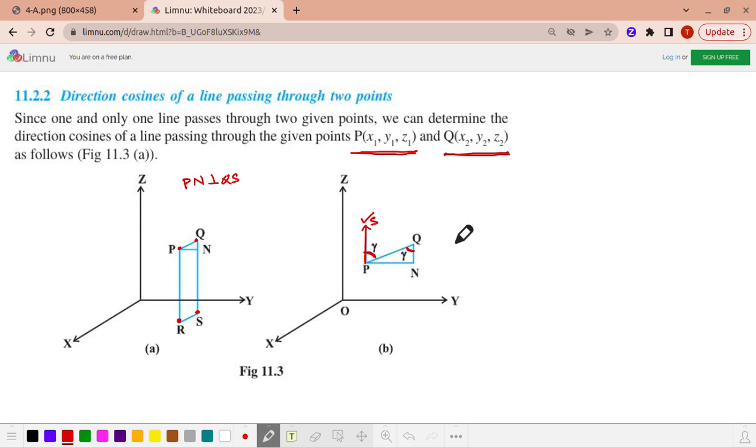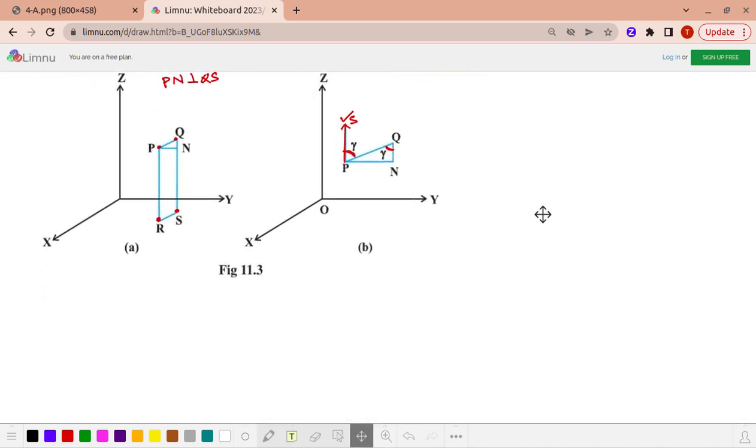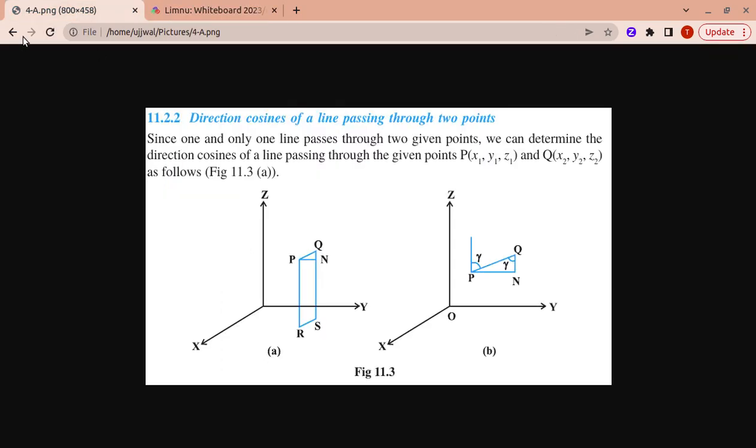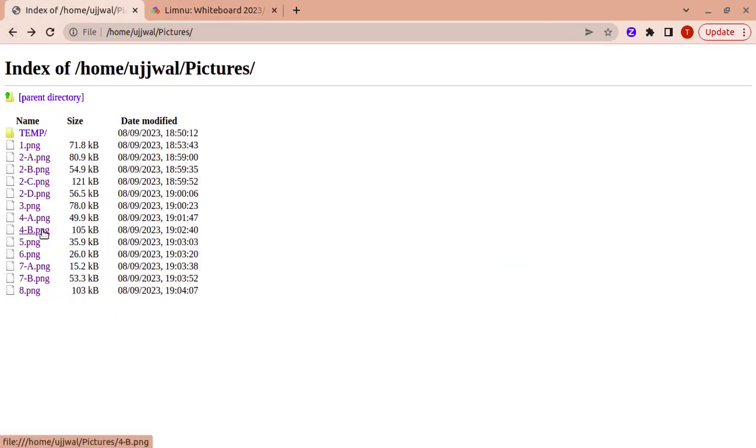Now as these two angles are equal, I can bring the next part and you will understand very well. So from here we will derive cos. Let me bring that.